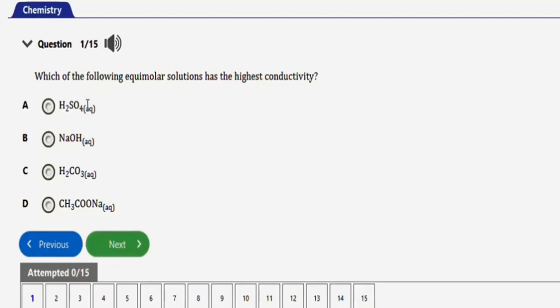Alright, so we have these following compounds. We have tetraoxosulfate(VI) acid, we have sodium hydroxide, we have trioxocarbonate(IV), we have sodium acetate. So the right option will be option A. Okay, so this tetraoxosulfate(VI) acid or sulfuric acid is a very strong acid, so it will have the highest conductivity. Okay, so the next question will be this one.